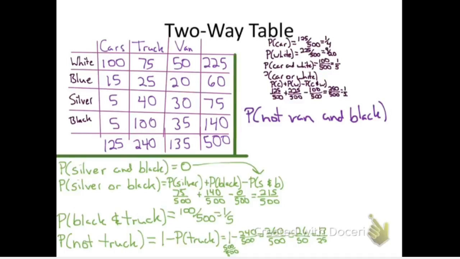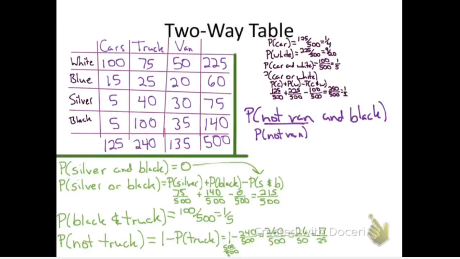So probability it's not a van and it's black. I'm going to first find this probability, because the probability of not a van is going to be important. So a van is this column. So that's 135 out of the 500. That leaves 365 left over. But that has to be black. So it's actually these right here.